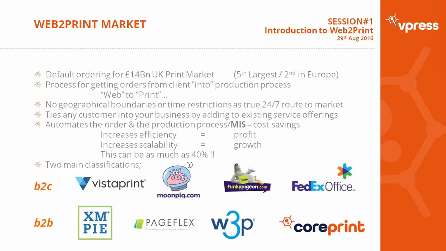So that's just to classify the two main areas of what we know as Web2Print. There's lots of sub-classifications, such as hybrid mail, DM functionality, but pretty much most of everything that we do can be sorted into one of those two classifications.